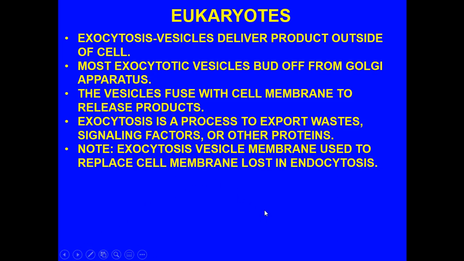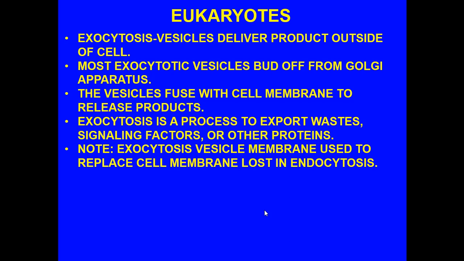Now, exocytosis, this is where the vesicles deliver product outside of the cell. You see this with getting rid of waste, with expelling of hormones or neurotransmitters. As a matter of fact, with some other animals, such as venomous snakes, this is how they release venom into their venom sac. The cells that line the venom sac will release the venom into it by exocytosis.